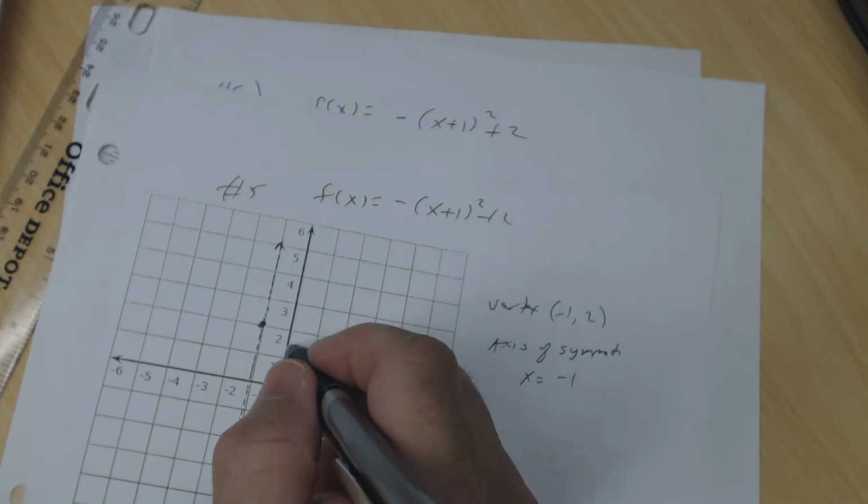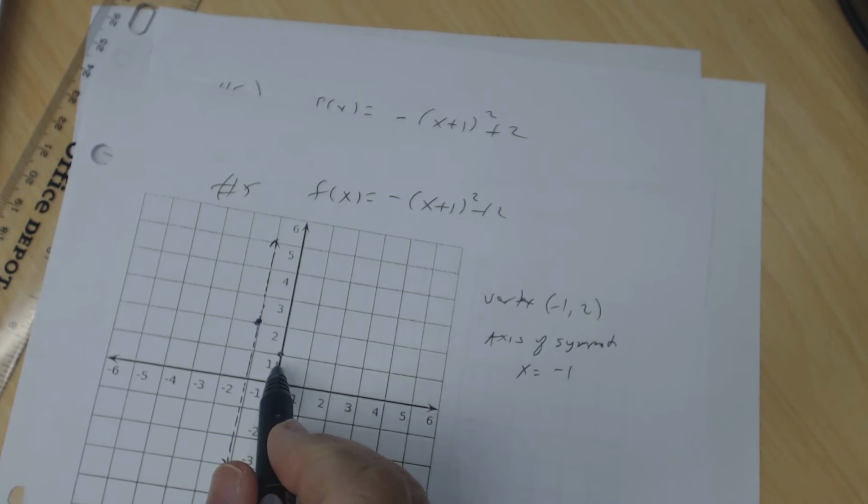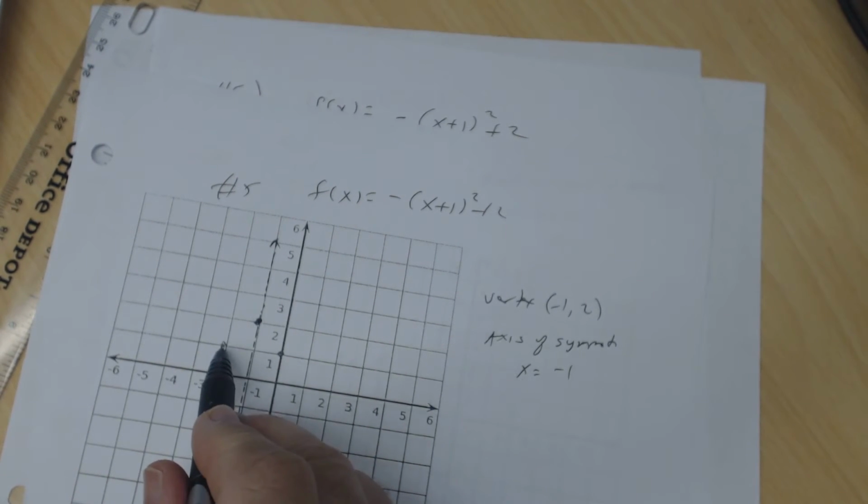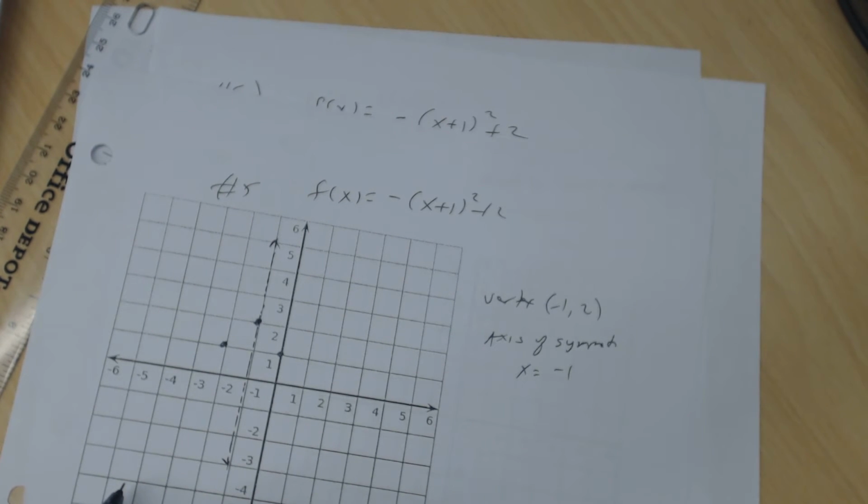So I plot 0, 1, and I get this. Now use symmetry. This is 1 unit from the axis of symmetry. Go 1 unit this way. So I get that point on that side.